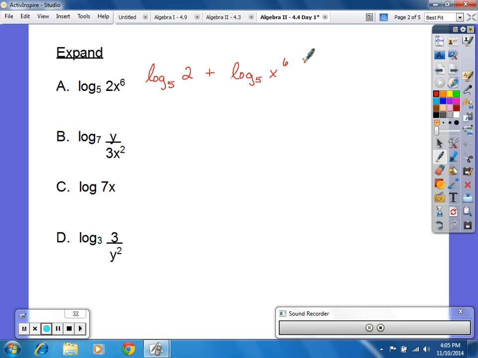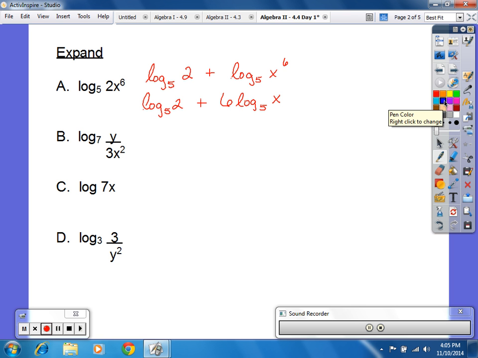The second operation we have happening is raising to a power, x to the power of 6. When you raise to a power, you multiply. So my final expansion here will be log base 5 of 2 plus, I'm going to bring this 6 out and multiply it, so plus 6 times the log base 5 of x. This is the same logarithm written in expanded form.